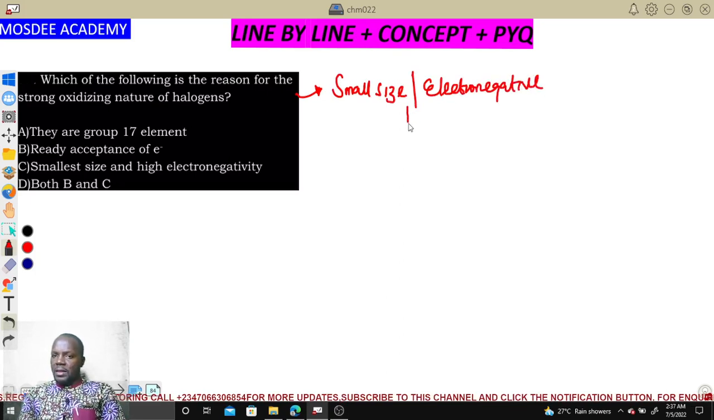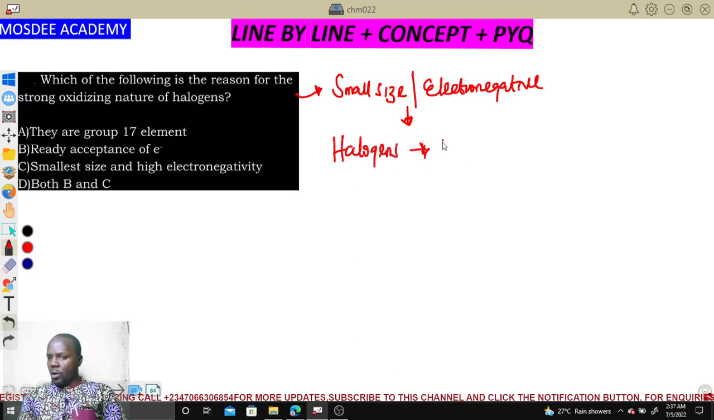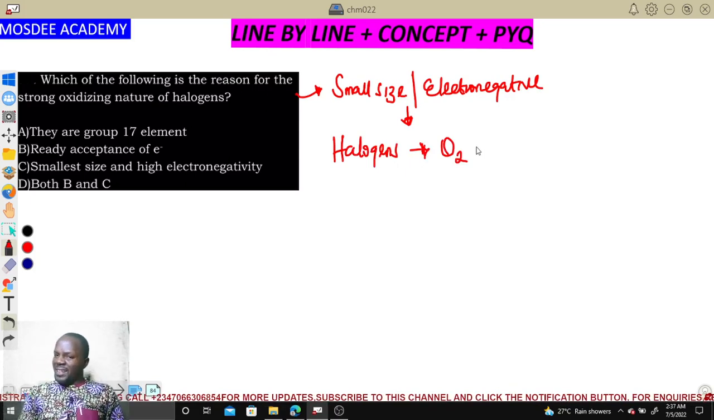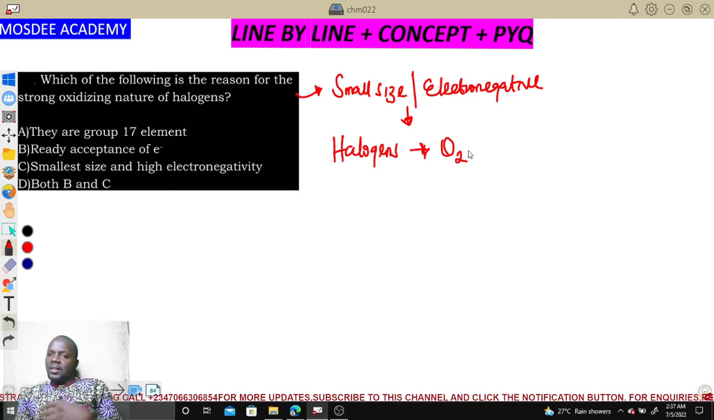So, because they easily combine, their oxidizing ability is the reaction of halogens. Keep it in mind. They can react with oxygen to form oxide and oxoacid. Now, they can also react with metals and non-metals, which I talked about, to form what? Halides. So these are what you need to keep in mind from now.